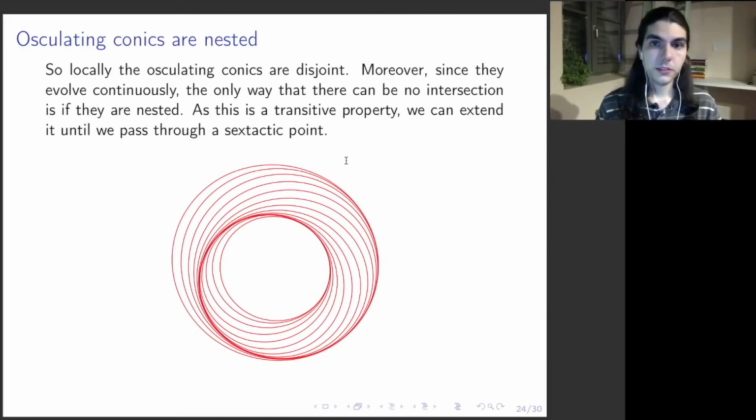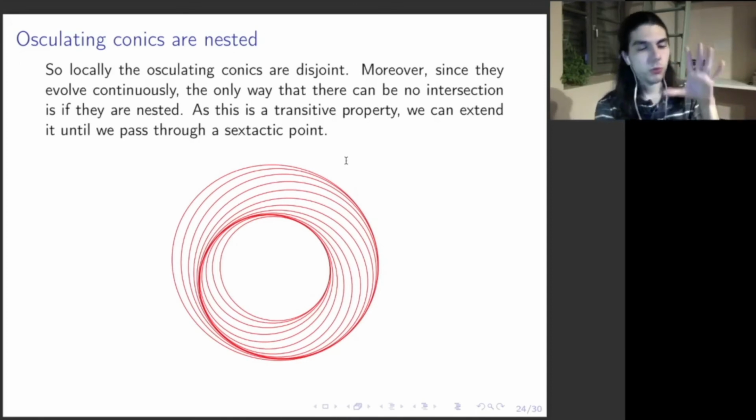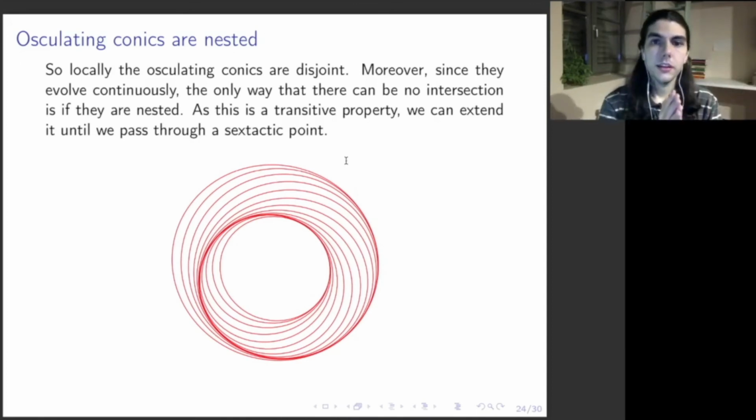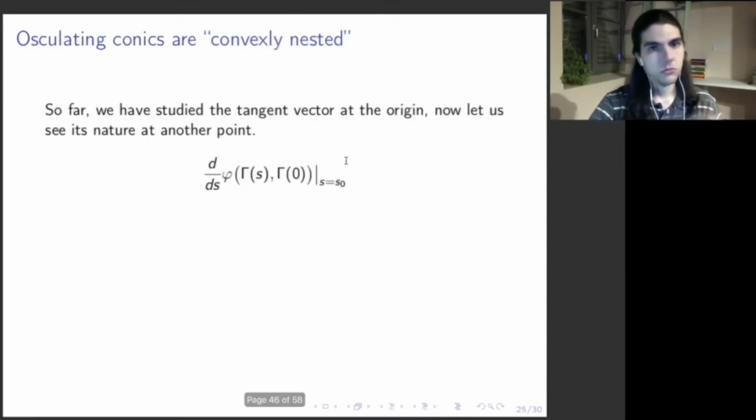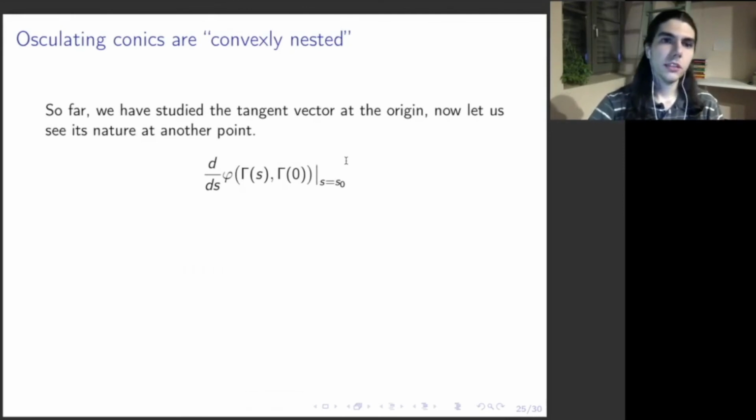Well, on top of that, this property is transitive because if you have two conics, the first one contains the second, and then if you have a third conic such that the second one contains the third, then the first one will contain the third, right? And thus, this property will extend up until we pass through a sextactic point. Now, there's just one last thing to do, which is to show that they are convexly nested. So, how do we do that?